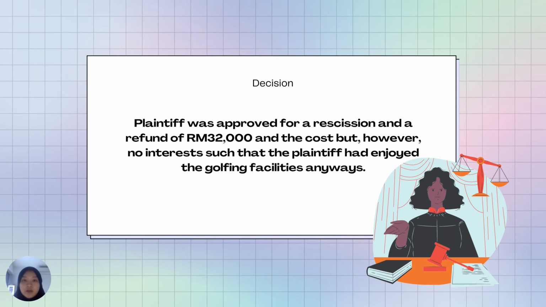All in all, it was therefore decided by the High Court judge that the plaintiff was granted the rescission and a refund of 32,000 ringgit Malaysia and the costs, but no interest, as the plaintiff had enjoyed the golfing facilities anyway. That is all from me.